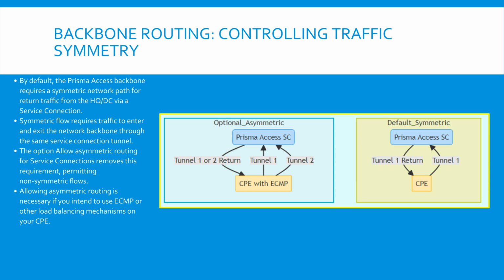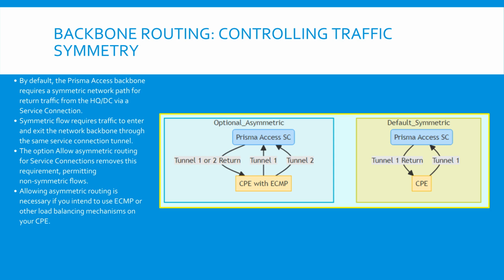The bottom box shows the optional asymmetric flow. If the CPE supports ECMP load balancing, node C, traffic can leave through either tunnel 1 or tunnel 2. When the traffic returns from the Prisma Access service connection, node D, it is permitted to use either tunnel, resulting in an asymmetric path. Allowing asymmetry enables customer-side load balancing, offering flexibility, but introduces complexity that must be carefully managed by the network administrator.